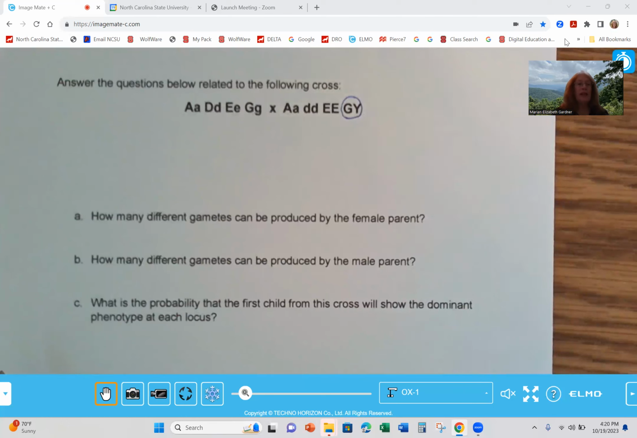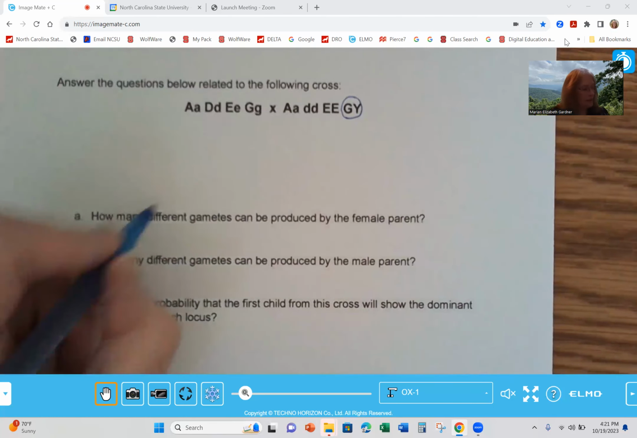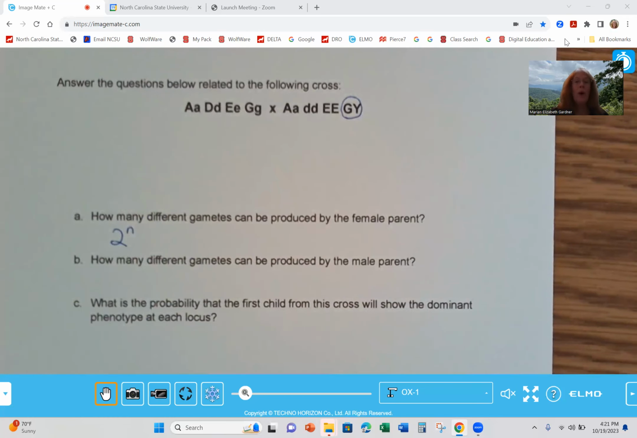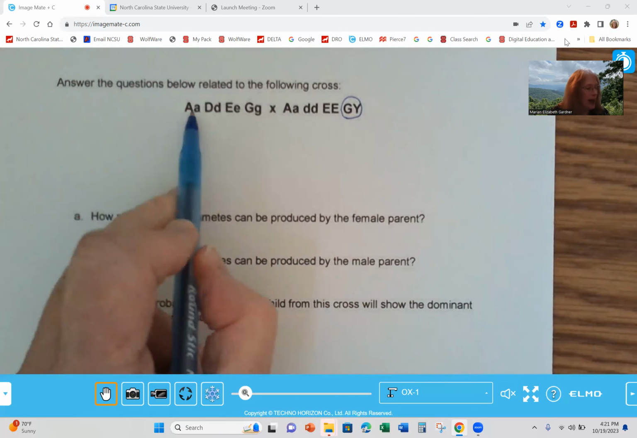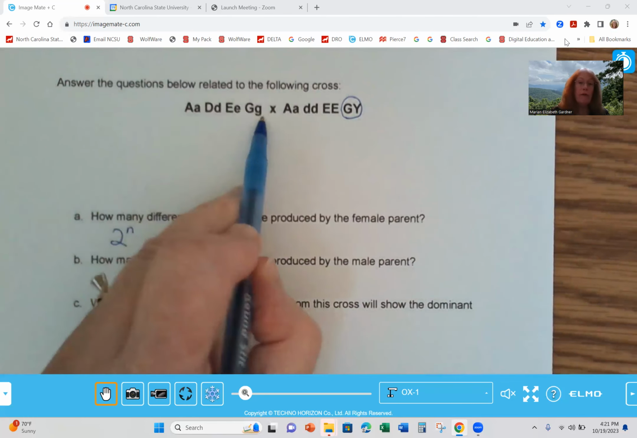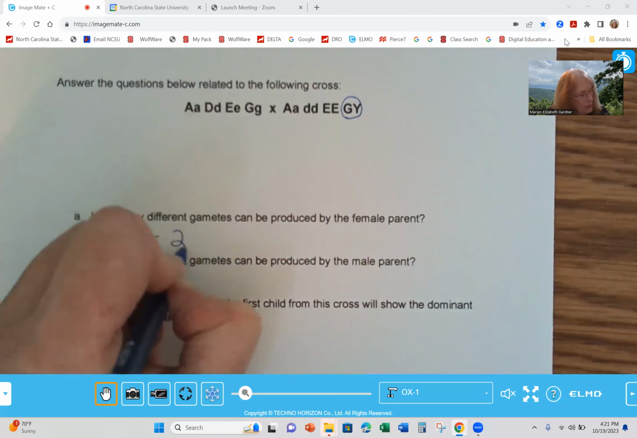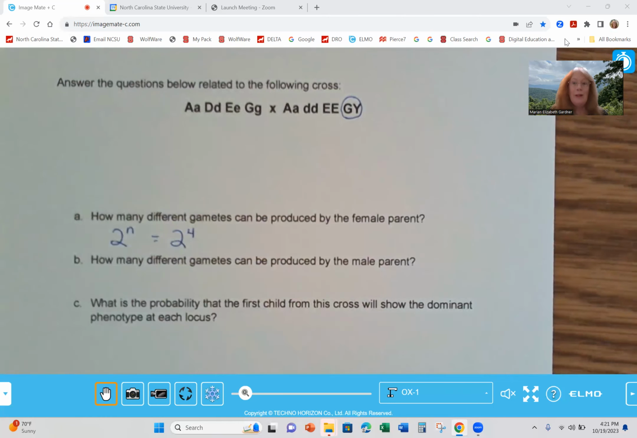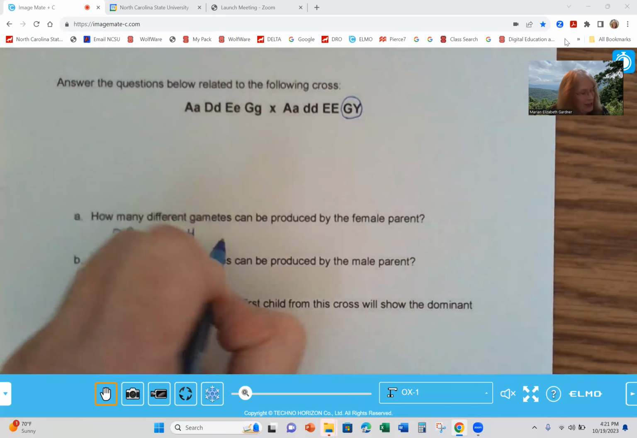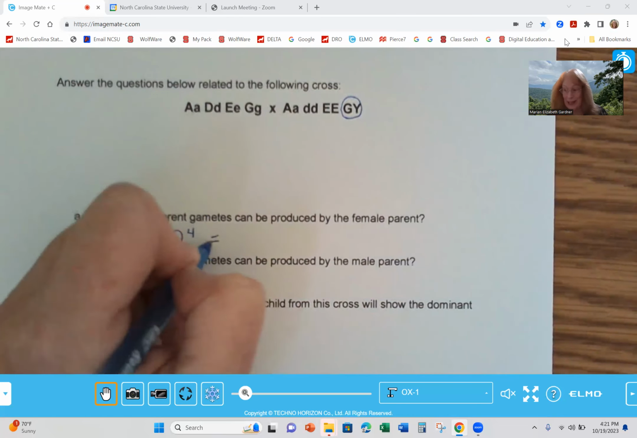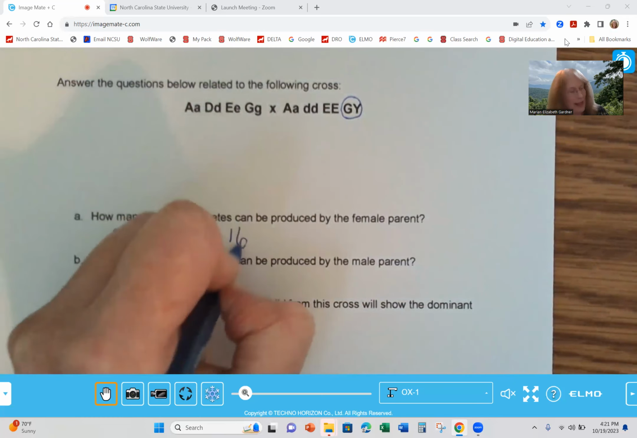Let's look at the first question. How many different gametes can be produced by the female parent? The rule is 2 to the nth power, where n is the number of heterozygous loci. So I have 1, 2, 3, 4 heterozygous loci here. 2 to the 4th power, and let's see, 2, 4, 8, 16. That's going to be 16 different gametes.